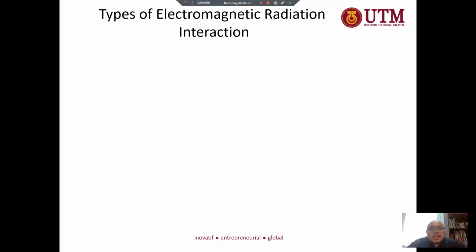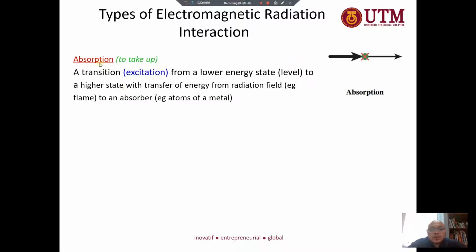Okay, the next one we will learn about the types of electromagnetic radiation interaction. The first one we will look into is absorption. Absorption is the transition, or in other names we can also call it the excitation, from a lower energy state to a higher state. So we can divide this sentence into two actually. A transition from a lower energy state to a higher state with transfer of energy from radiation field to an absorber. We can imagine here is the radiation field, here is the absorber.